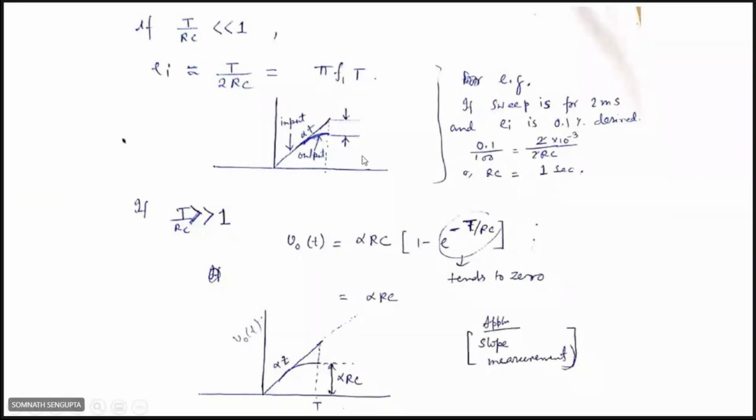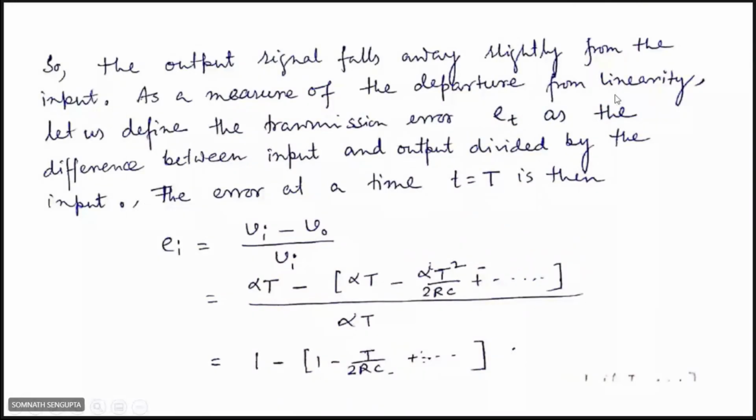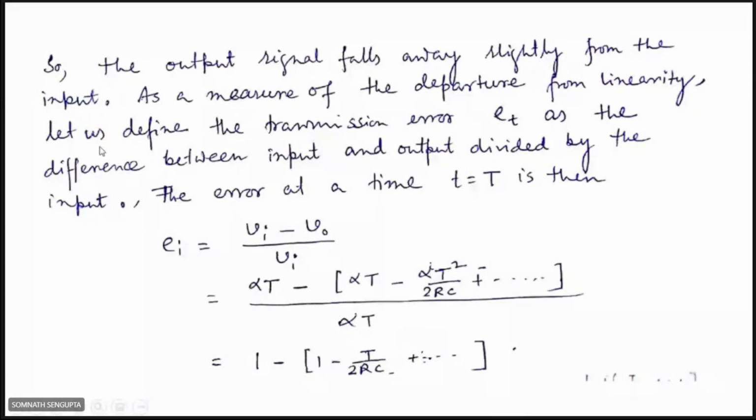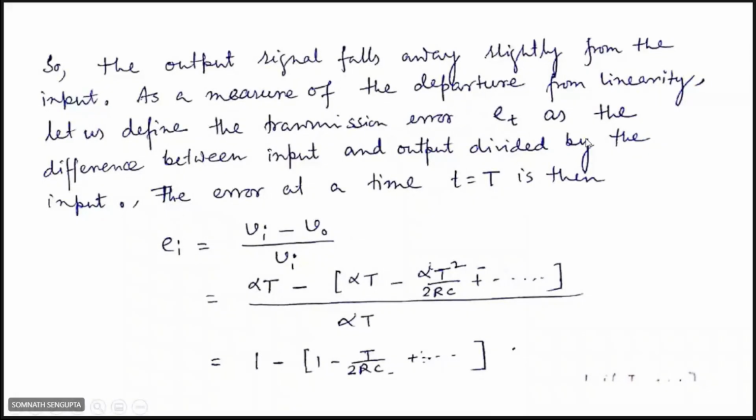So there will be departure from linearity, and let us define the transmission error et as the difference between input and output divided by the input. We calculate the difference vi minus v0 divided by vi, so this is over alpha t, into this one.